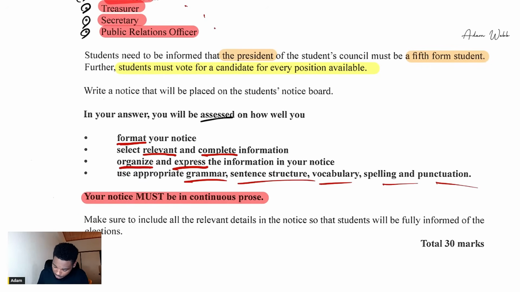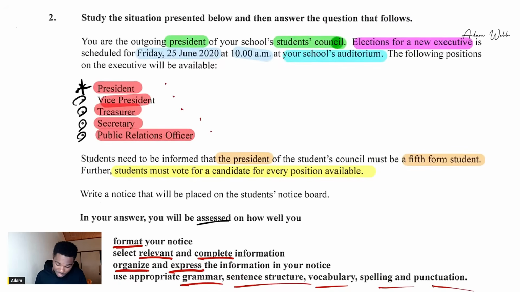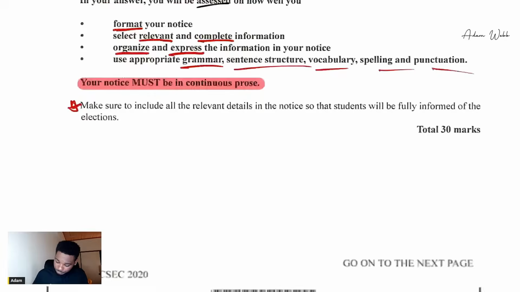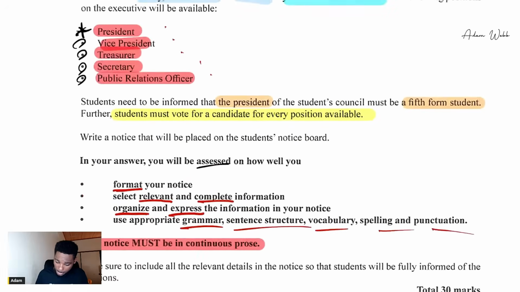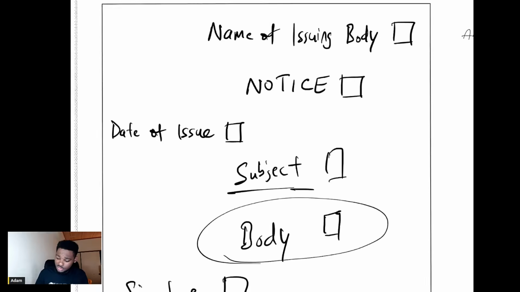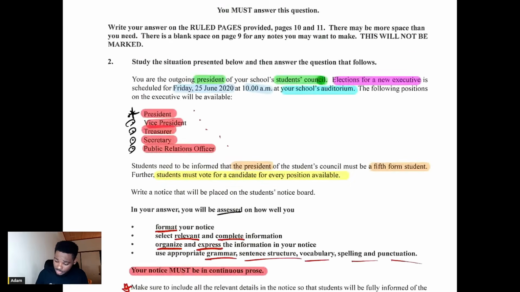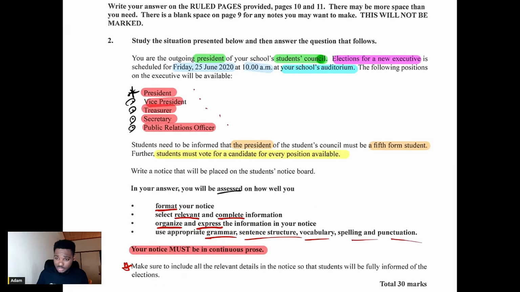Make sure to include all the relevant details in the notice so that students will be fully informed of the elections. So they are reinforcing the point. Don't leave out anything. Don't leave out anything important. All right. So in the exam, maybe 15 minutes have passed. You have your format written down here, and you also have the question annotated, whether you're using underlined, square, whatever, you have highlighted the points that need to make it into the summary.